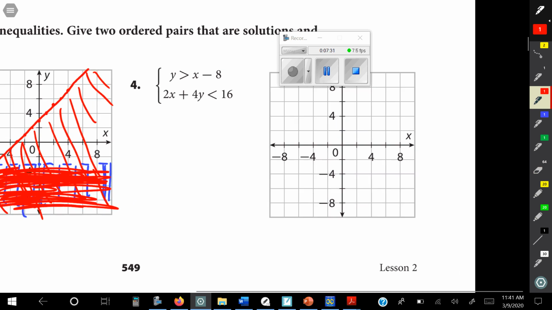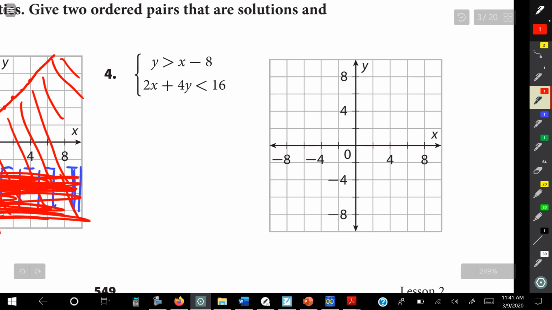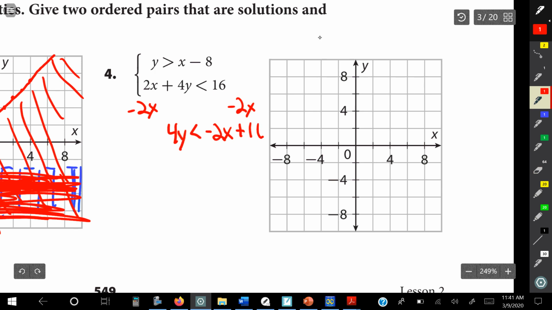The first thing I'm going to do is solve for y on this first one here. I'm going to subtract the 2x on both sides. It's going to give me 4y is less than -2x plus 16. And since I subtracted and did not multiply or divide, I don't have to swap the inequality. Next, I'm going to divide by the coefficient, which is 4. That's going to leave me with y is less than -1/2x plus 4.